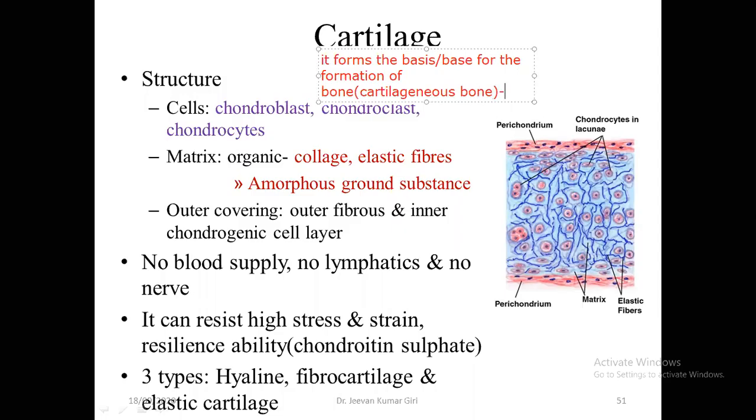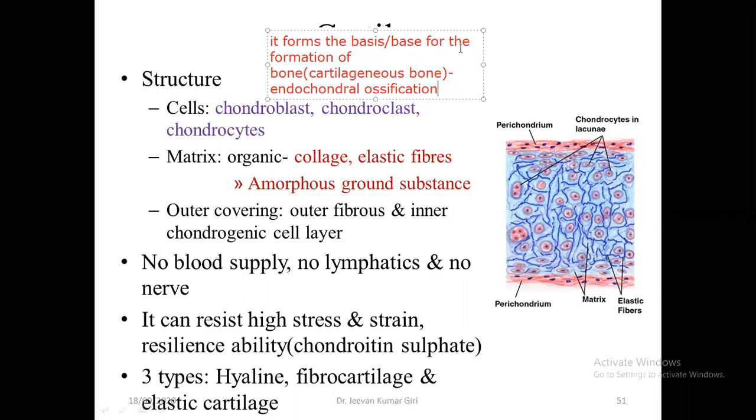That helps in the endochondral ossification. So the cartilaginous bone, see how these bones are formed. First, from the mesenchymal membrane, cartilage is formed, then the cartilage is converted into the bone. So during the development of the fetus, there is actually no bone initially. There is the formation of cartilage first, then the cartilage is ossified into the bone.